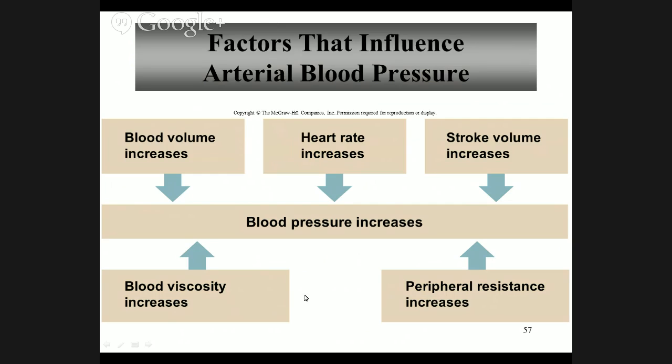Factors that influence arterial blood pressure. If blood volume increases, blood pressure increases. If heart rate increases, if stroke volume increases, blood pressure will also increase. Blood viscosity or thickness increases the blood pressure. Peripheral resistance increases the blood pressure. If you have poor circulation in your arms and legs, that's going to increase blood pressure, as it makes it harder for arterial blood to reach those places.